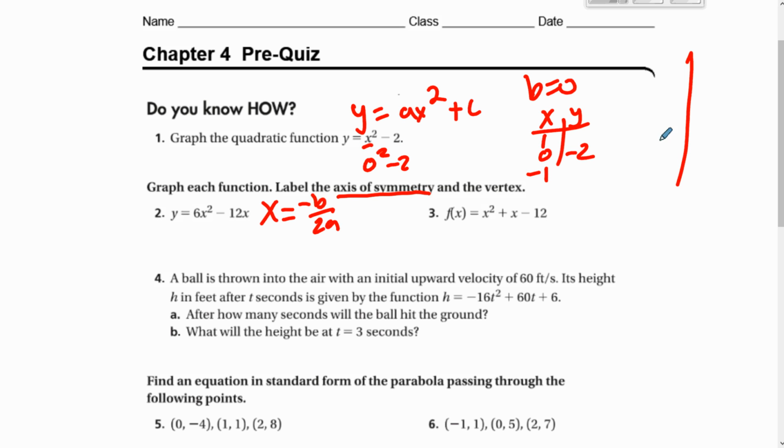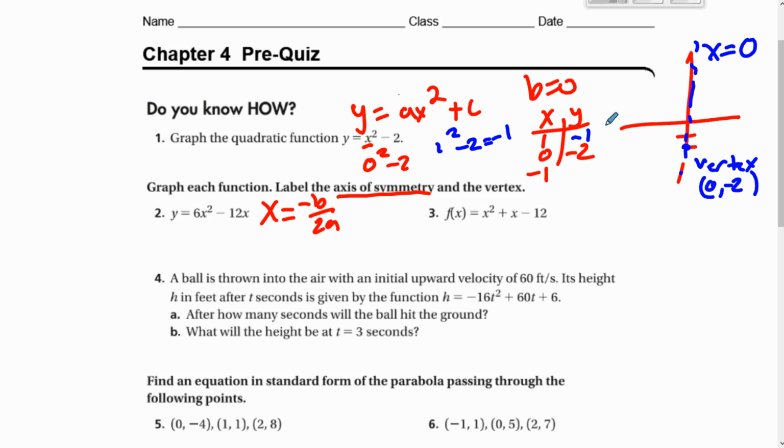So I'm going to graph that: 0, -2. There's our vertex. Go ahead and label that vertex 0, -2. Label your axis of symmetry again, which is a vertical line. So it is x equals the x value of our vertex, which is 0. And then we can graph two other points. We can plug in 1. 1 squared is 1. 1 minus 2 is -1.